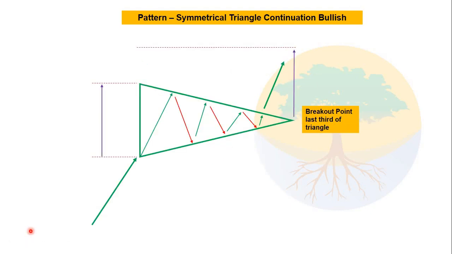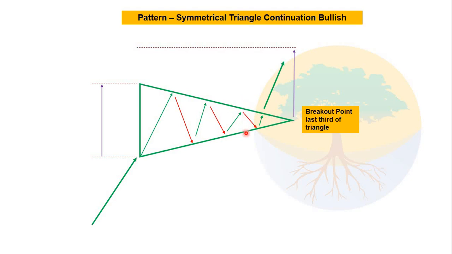Then the next one we are going to look at is a symmetrical triangle. In this case, we are looking at a continuation pattern of the symmetrical triangle. So here we have price trending upwards. Then it hits some resistance and it comes down. But as it moves down, the support line is increasing while the resistance line is falling. So you have got a convergence of momentum whereby the price is being squeezed until it comes to this point.